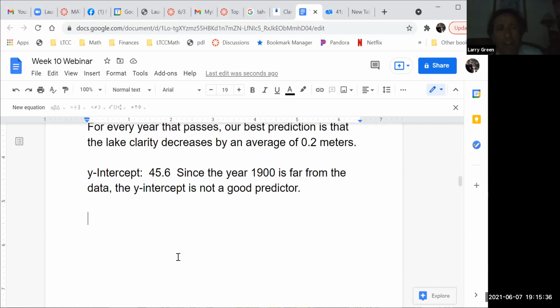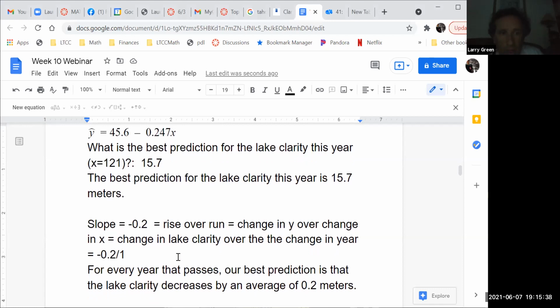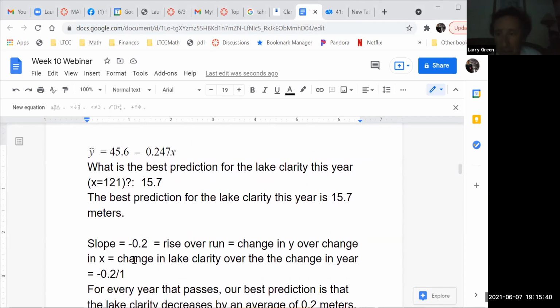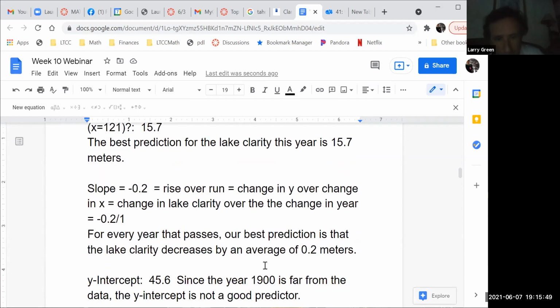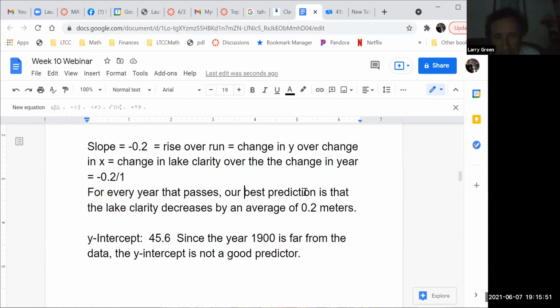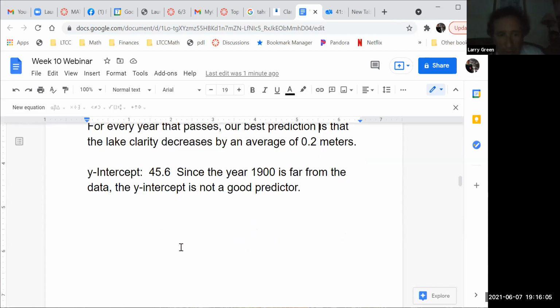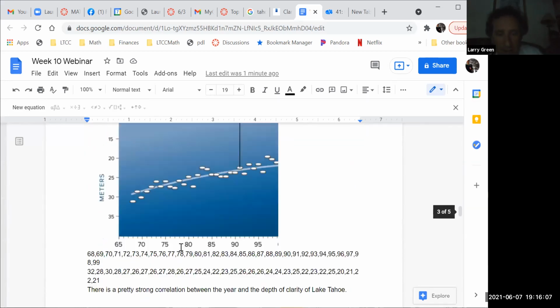I want to mention something very important, and that is language. We have things like the best prediction, another best prediction. Sometimes you'll see there's a tendency for, or there's a trend of. Those are good words to use with regression analysis. Any questions on that so far?